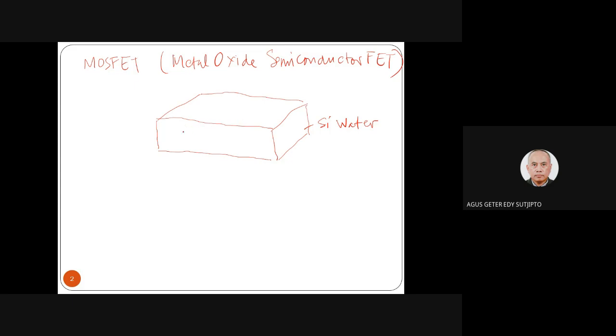This silicon wafer is a P-type semiconductor. So we have a P semiconductor as a silicon wafer, and then we develop the N-type. We make this N-type here. This is N-type, but the N is heavily doped. So we have N positive. This is what we introduced last time.